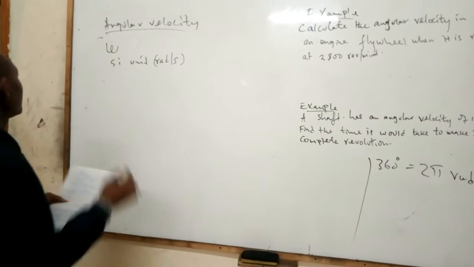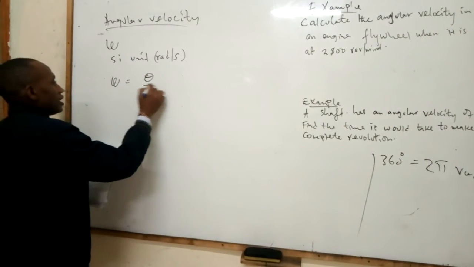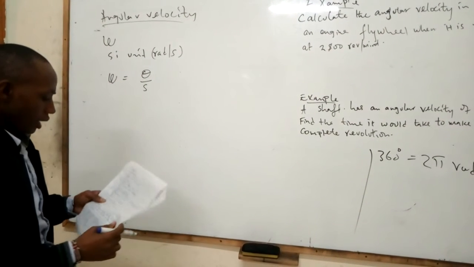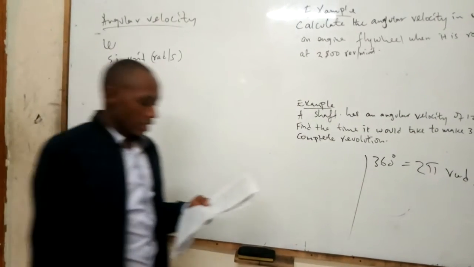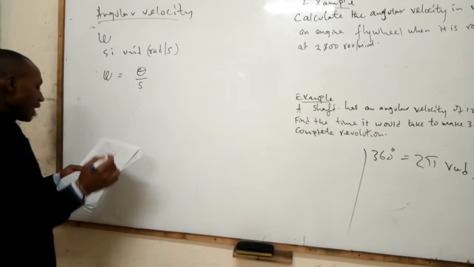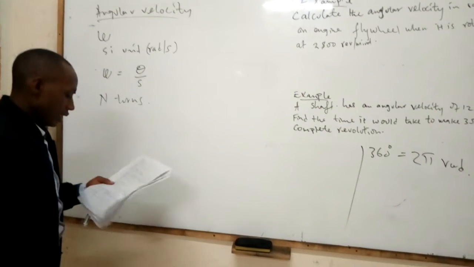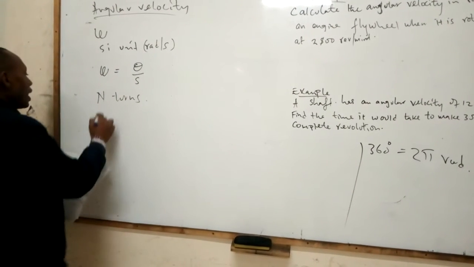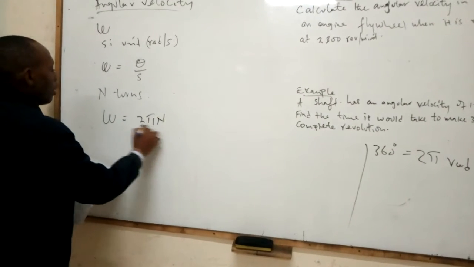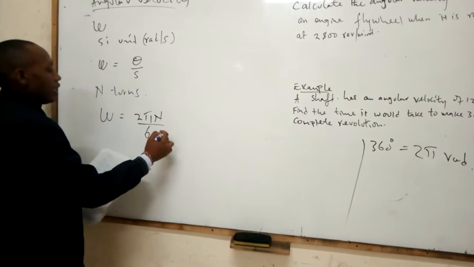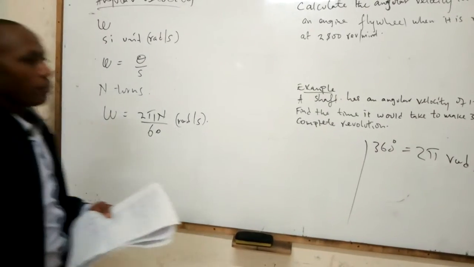Now we are saying omega is given by radian divided by second. You need to note that for a number of n turns, omega is equal to 2 pi n over 60. This is in radians per second.